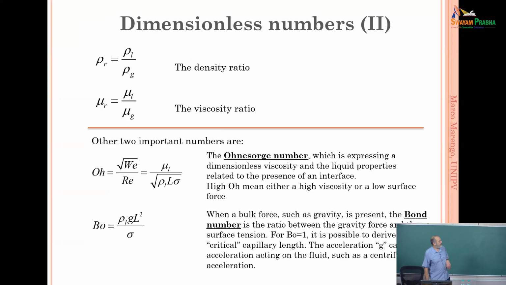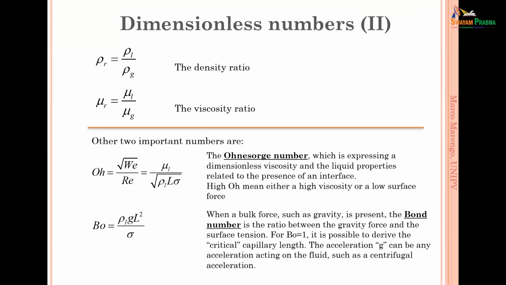Pay attention that G here is any kind of acceleration of the bulk. So, for example, if you have a centrifugal force, this will be the A there. The G is becoming A. And of course, you can recognize already that in microgravity in space, the bond number is equal to 0, or very close to 0, because the G is only linked to the jitters and nothing else. And then we have the Ohnesorge number. The Ohnesorge number is putting, let's say, inside this kind of equation, the role of the viscosity.